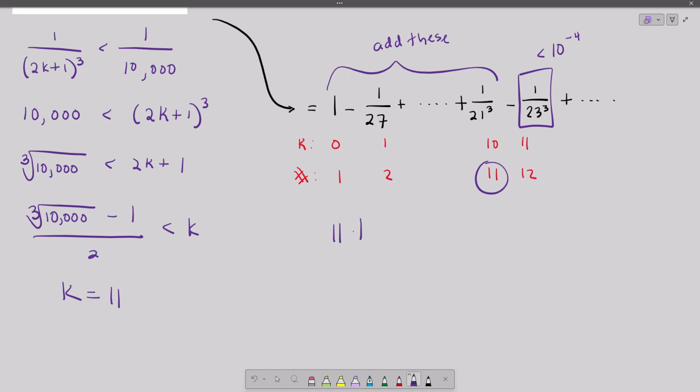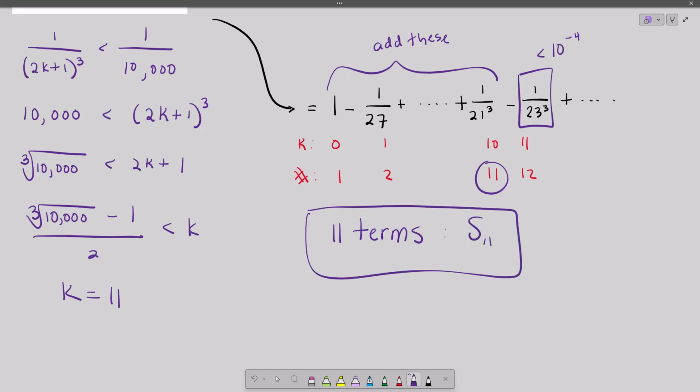So 11 terms, which is S sub 11. S sub 11 means the sum of the first 11 terms. That's what it means. The S subscript is related to k, but it's not k. We always start our counter at 1. First term, 1, does not necessarily mean k is 1. So this is the error thing that we're going to look at in the most detail.